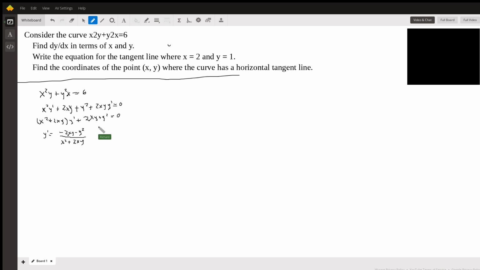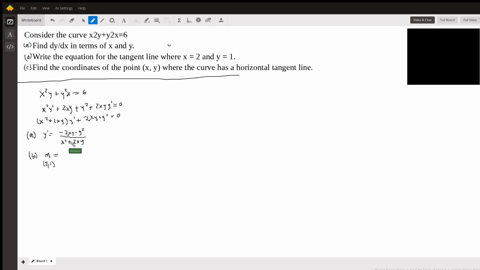Okay, so now we're in position. Let me label these A, B, and C here. So we found the answer for part A right here. Now we want the equation of the tangent line where x is 2 and y is 1. We'll start by finding the slope. So we're just going to plug 2, 1 into the expression for the first derivative, which is the slope.